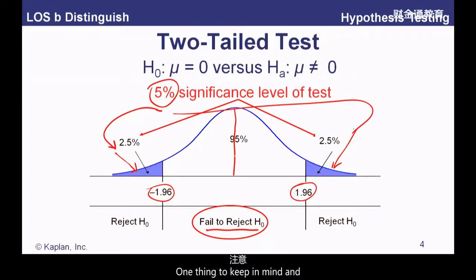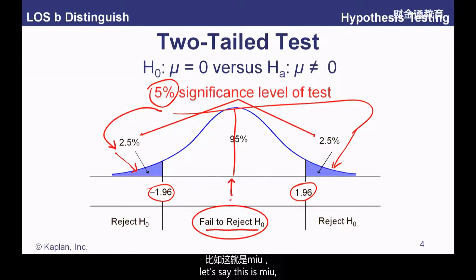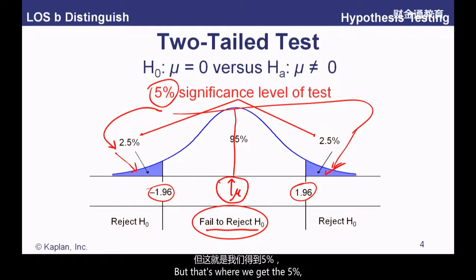Now, one thing to keep in mind, and that we're going to build on in a minute, is even if this is true, let's say this is mu, given the distribution of the test statistic, it could be out here even though the null hypothesis is true. But that's where we get the 5%: we say, well, we're only going to be wrong 5% of the time if we use this rejection criterion.